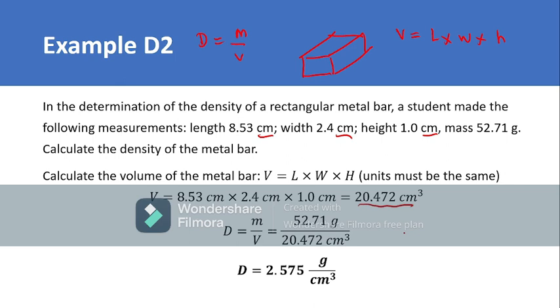Now we can use the formula density is equal to mass over volume. The mass is 52.71 grams. Then the volume is equivalent to 20.472 cubic centimeter. So final answer, simplify this, we will have 2.575 gram per cubic centimeter. So this is your density for the rectangular metal bar. Okay?